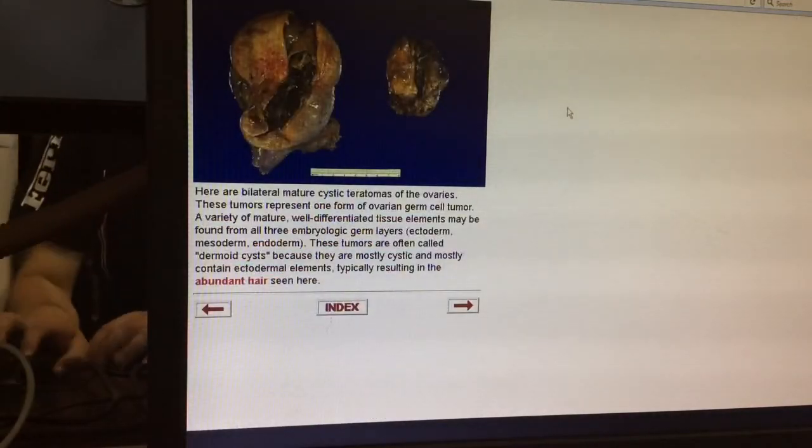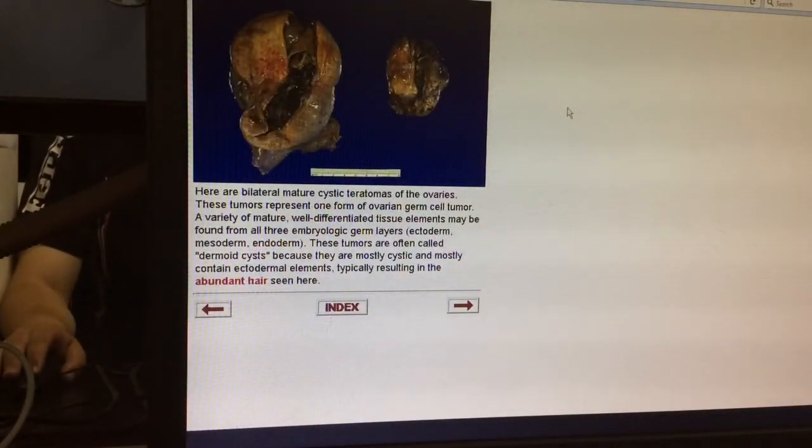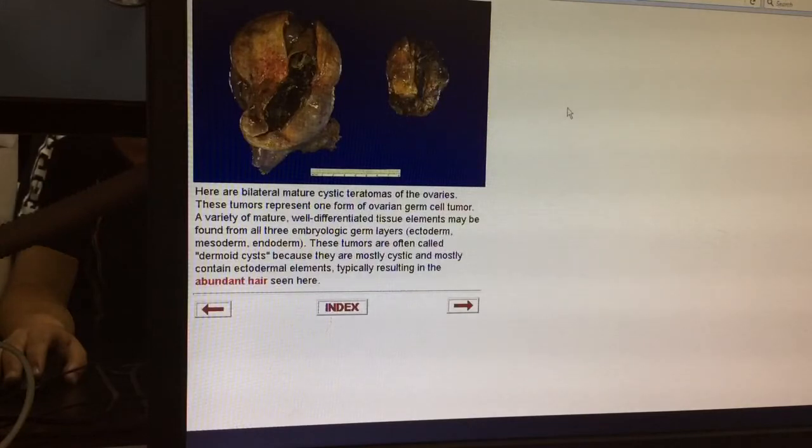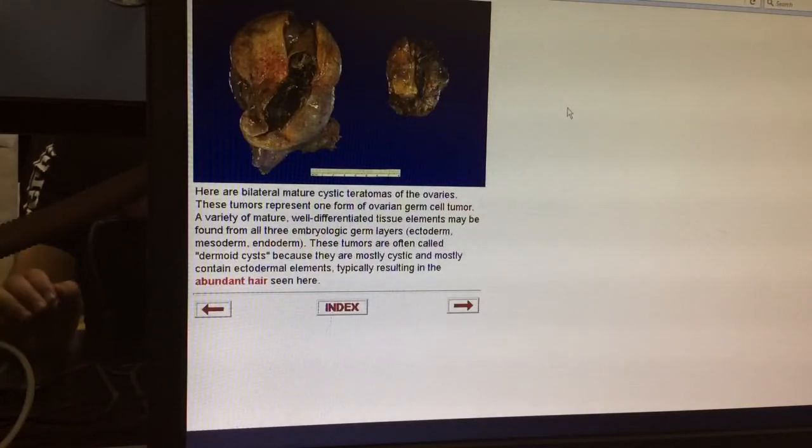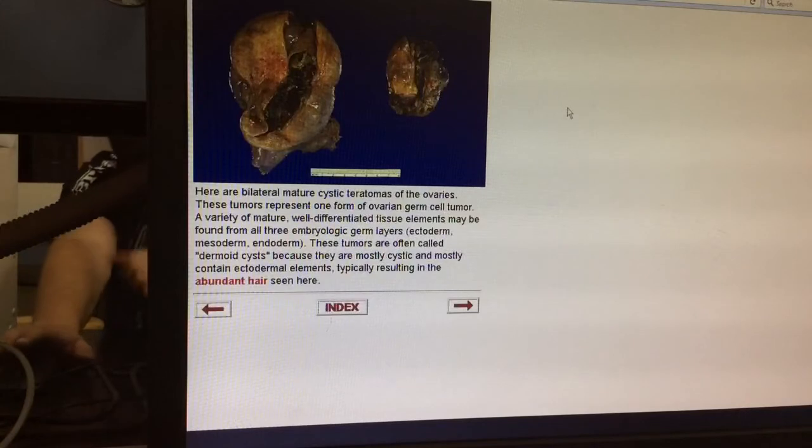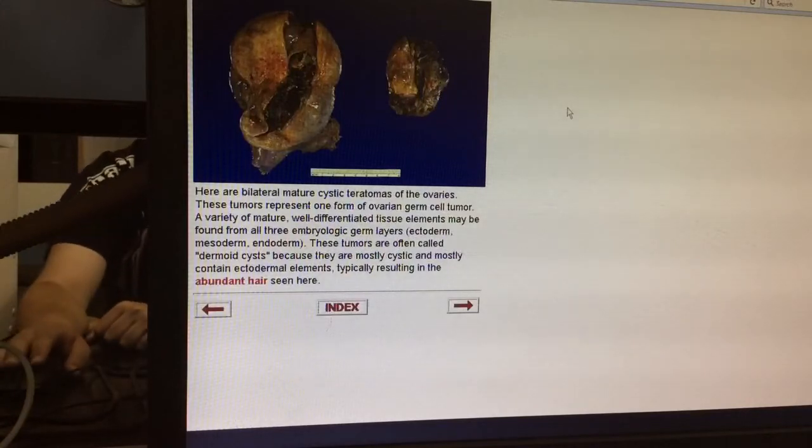This slide shows 2 ovaries filled with a lesion. This lesion is called teratoma. Teratoma means there is a proliferation of multi-lineage cells: the ectoderm, the mesoderm, and the endoderm. For example, from the ectoderm in teratoma, we can find hair follicles, skin, and neural tissue, okay?